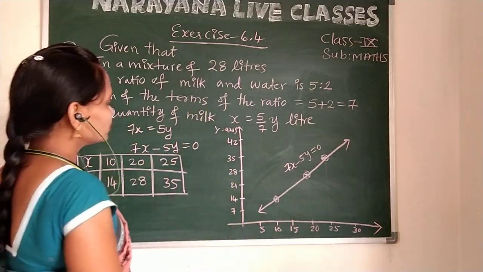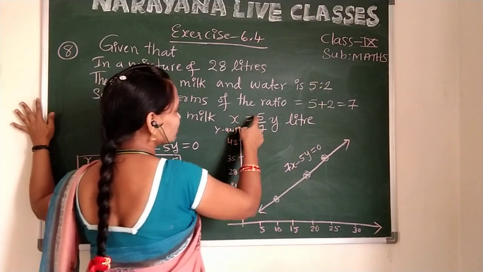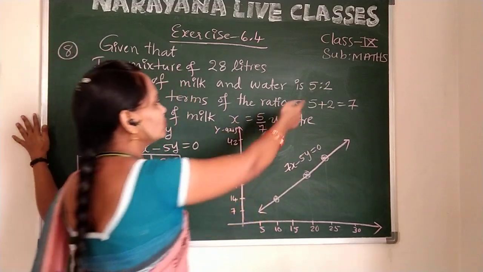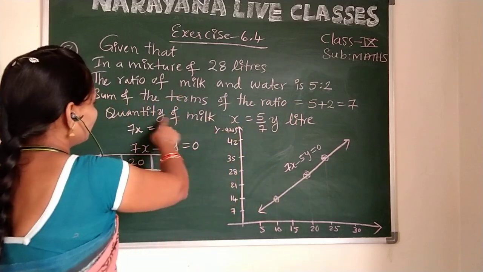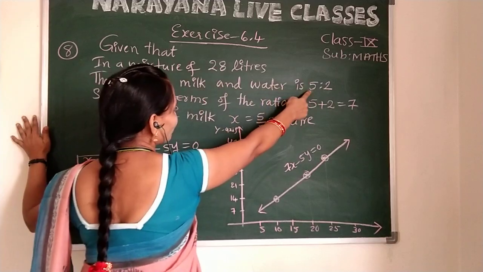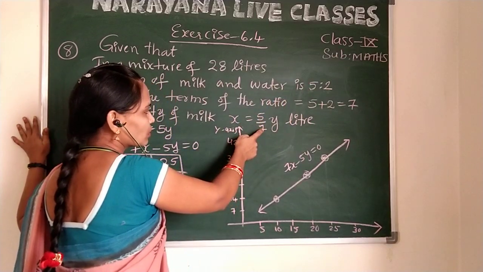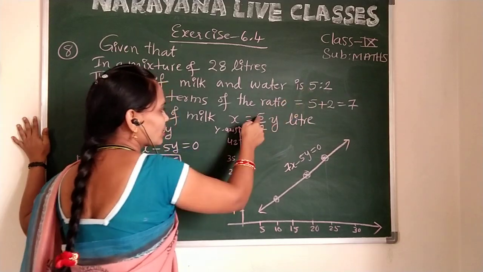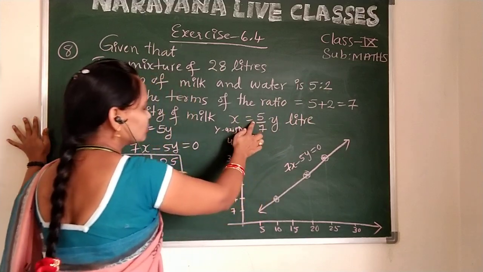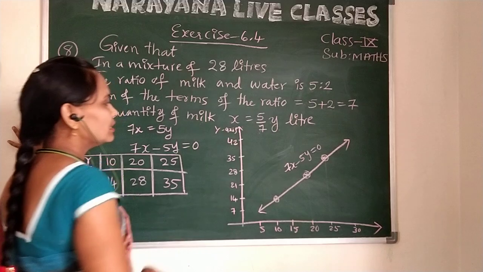Now we should write the relation for the quantity of milk. Quantity of milk x is equal to 5/7. Why are we taking 5 only? Why are we not taking 2? Because here we are taking the quantity of milk, and milk is 5, so I took 5 by the total ratio. Quantity of milk x is equal to 5/7 times y liters. This is the relation.